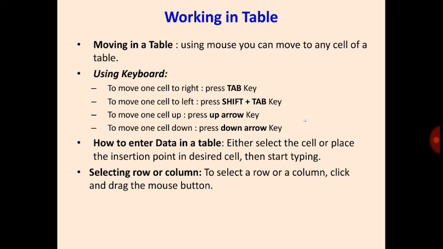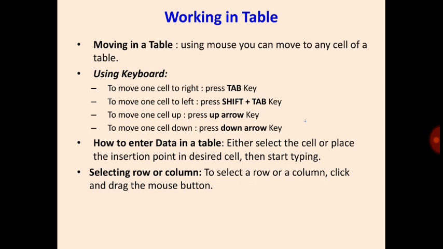Now let us see how we can move in a table. Using the mouse we can move to any cell of a table. The movement can be done using the following keys. To move one cell to the right we press the tab key, and to move one cell left we press shift and tab. Similarly, to move up and down we can use the up arrow and down arrow keys from the keyboard. Now let us see how we can enter data in a table. For this, either we select the cell or place the insertion point in the desired cell and then start typing and finally press enter.